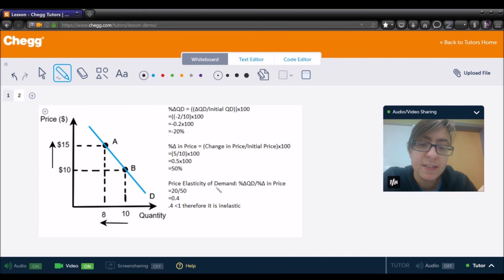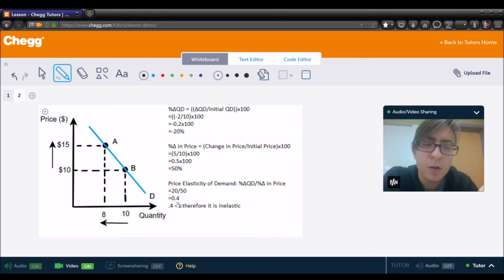Our price elasticity of demand will then be our change in quantity demanded, so this first calculation we got, divided by our percent change in price. For here, if you include the negative, you will end up getting -0.4. But since we want the absolute value, we omit the negative, and we will come up with just +0.4. And since it's less than 1, what does that mean this curve is? It means it is inelastic.